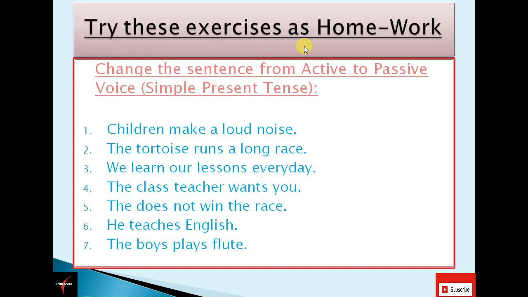Okay, so you can try these exercises on the basis of the explanations that I have made from active to passive voice. These are the 7 exercises that you can do as homework, and you can send your answers to me in the comment box, or you can WhatsApp me also.